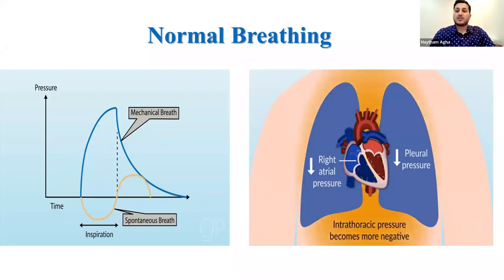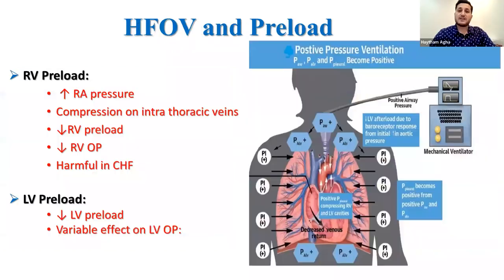In high-frequency ventilation, which is a type of positive pressure ventilation, intrathoracic pressure is always on the positive side. So how can this affect the preload and afterload of RV and LV? Regarding the RV preload, because of positive pressure ventilation and compression on intrathoracic veins, the right atrial pressure will increase and the venous return to the RV will go down. By this concept, the RV output will be low. So in patients with congestive heart failure, where they depend on passive flow of blood, this will not be a good choice, but will be discussed later. On LV preload, decreasing RV output will also decrease the LV preload, but this has little effect on the LV. As we know, the cardiac output of LV equals stroke volume multiplied by heart rate.